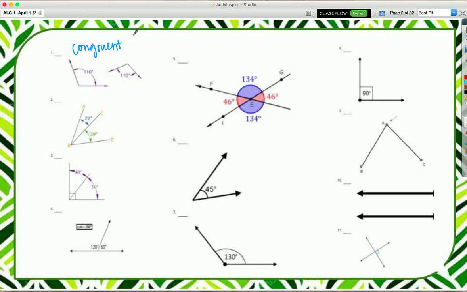Yes, Henry? Adjacent. Number 3 added up to 90 degrees. Mina, what was that? Yes, complementary. Yes. Okay, so number 4, Nora, what was that? Supplementary, because they add up to 180. Number 5, those are across a vertex from each other, Janaya. Vertical.